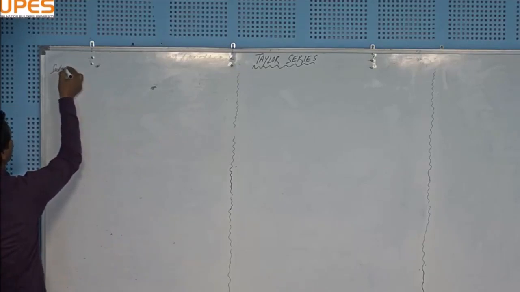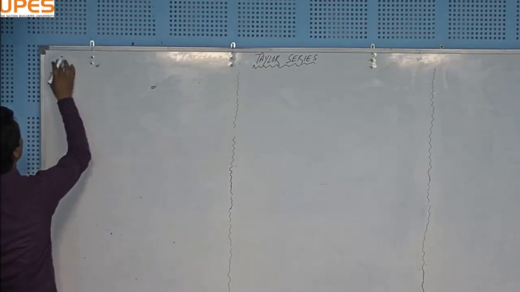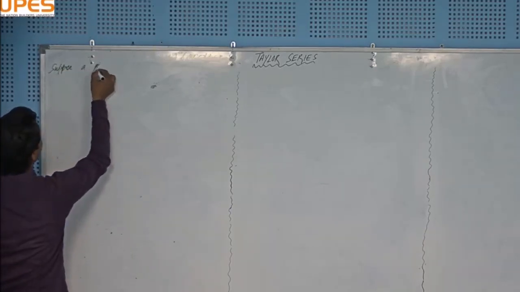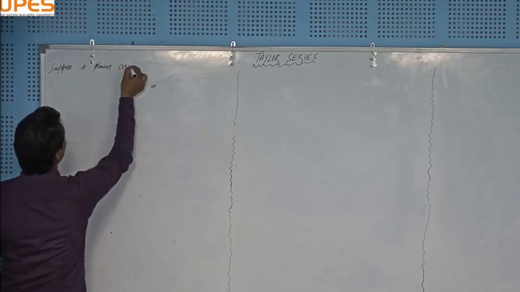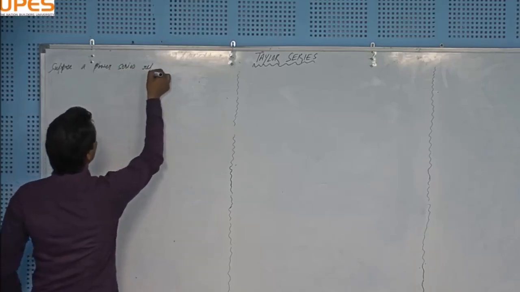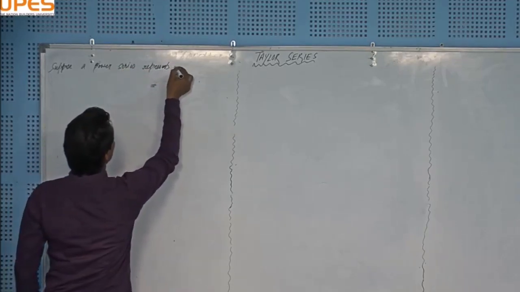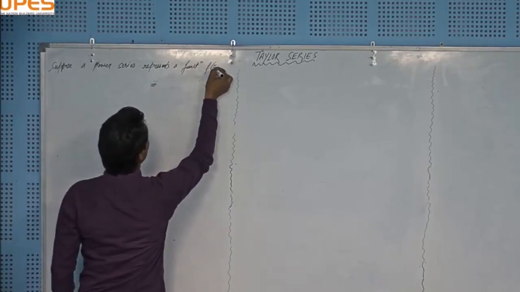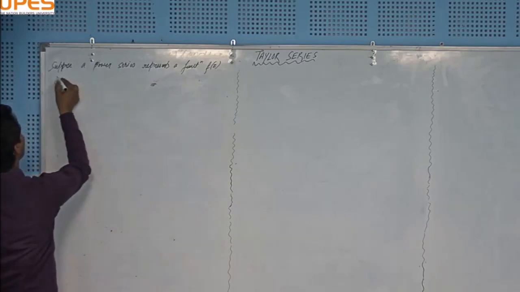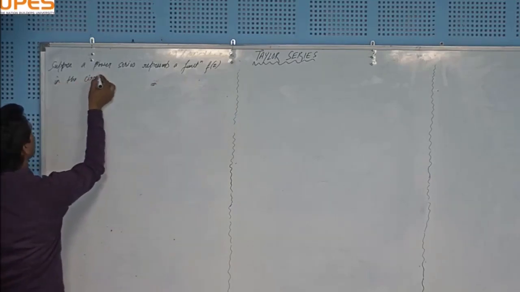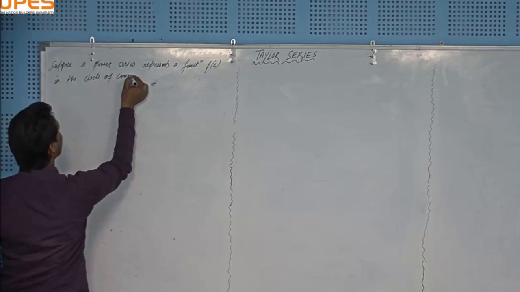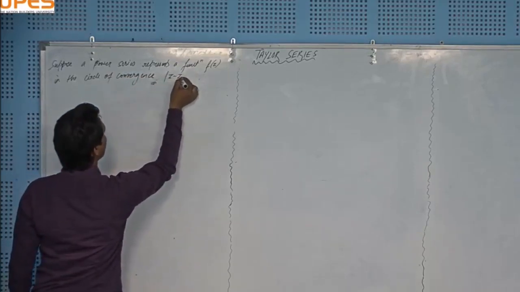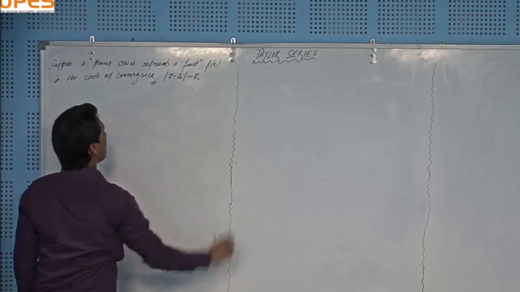Suppose a power series represents a function f(z) in the circle of convergence |z − z0| = R, right?